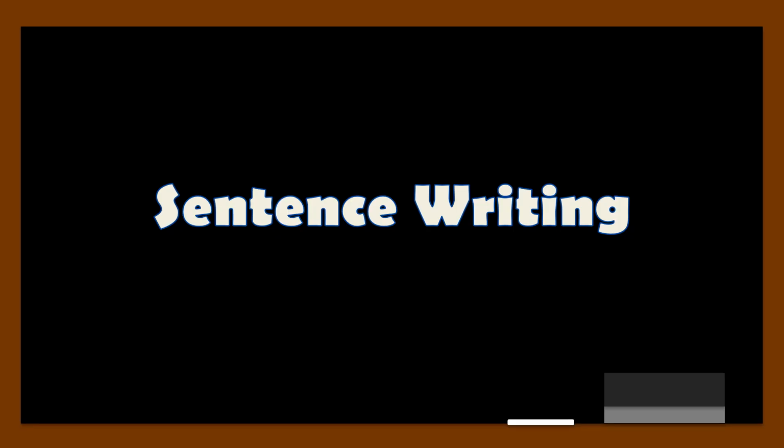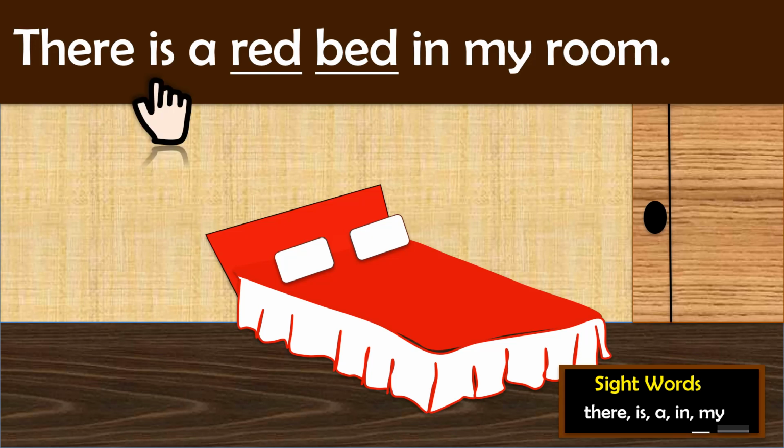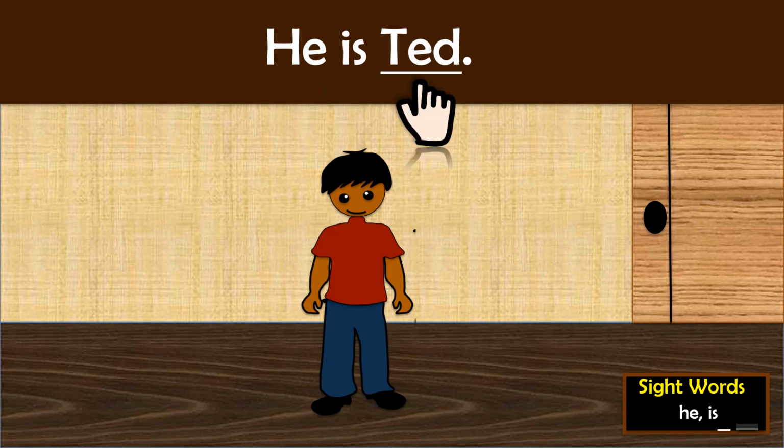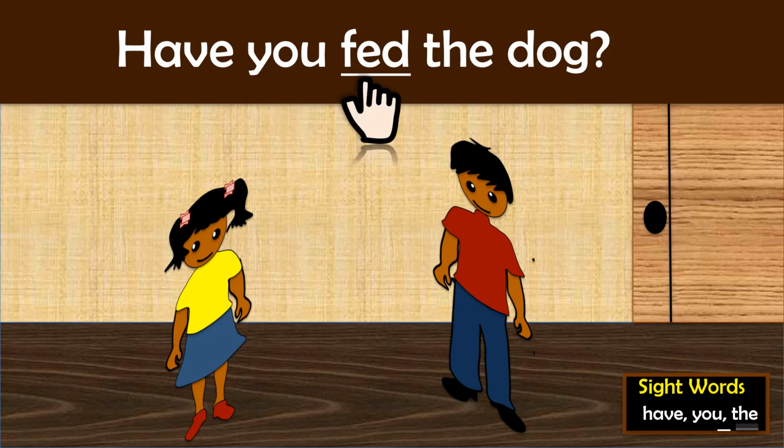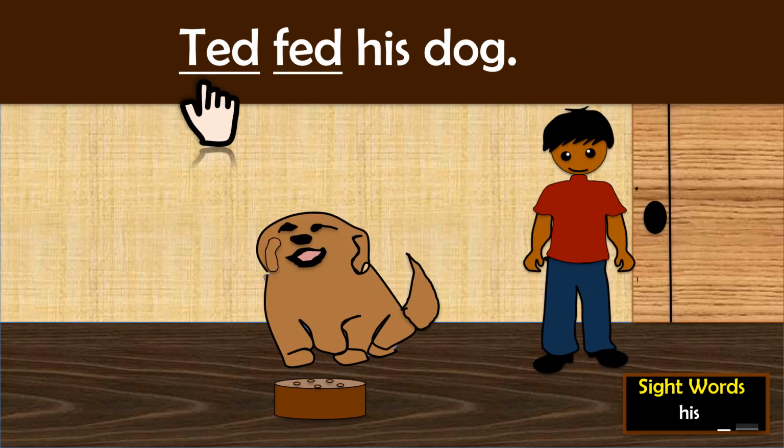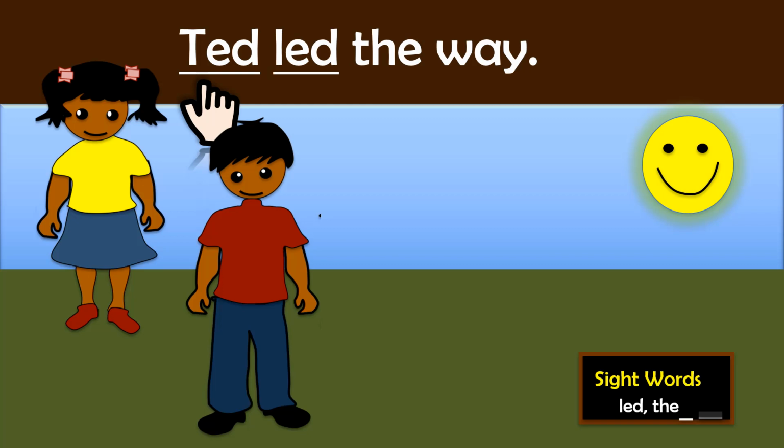Sentence writing. There is a red bed in my room. He is Ted. Have you fed the dog? Ted fed his dog. Ted led the way.